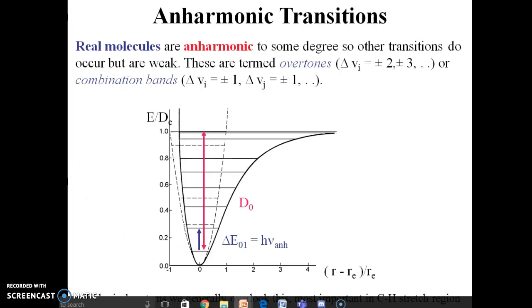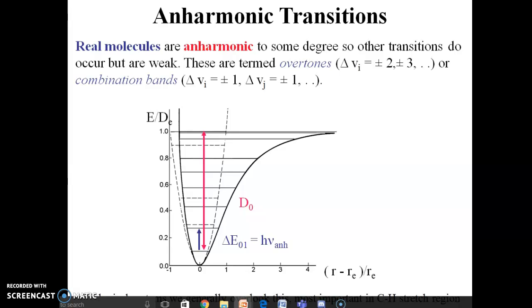This is the curve for anharmonic transitions. Real molecules are usually anharmonic to some degree, so other transitions occur, but they are weak. These are termed overtones: delta v_i is equal to plus or minus 2, plus or minus 3, or combinations of delta v_i equal to plus or minus 1 and delta v_j equal to plus or minus 1.